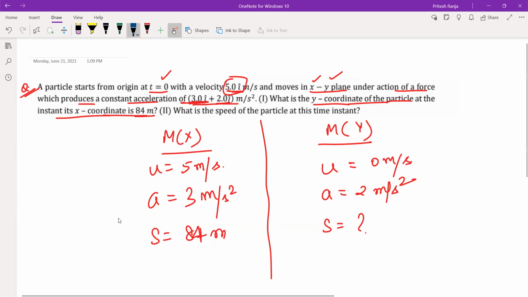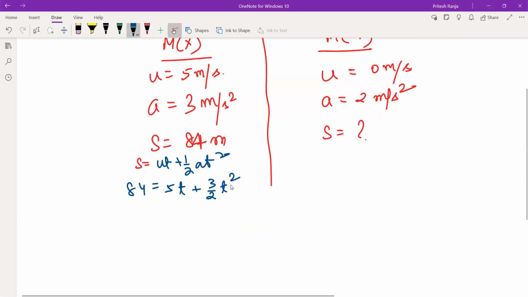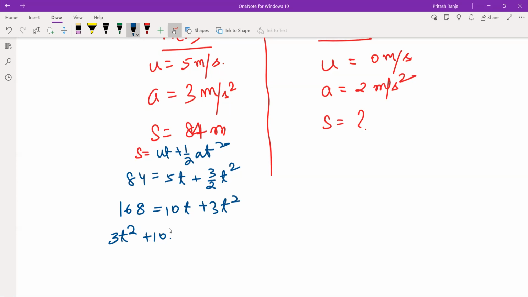We can relate them using s is equal to ut plus half at square. So let us put the value. 84 equals ut, that means 5t, plus half at square, 3 by 2 t square. Let us solve for t here. So it will be 10t plus 3t square is equal to 168. So here we get 3t square plus 10t minus 168 equal to 0.